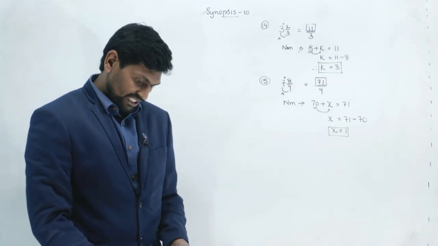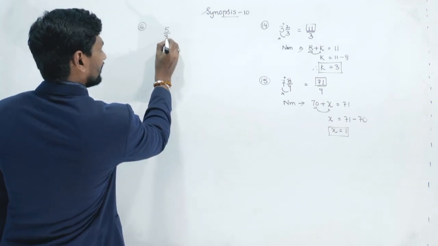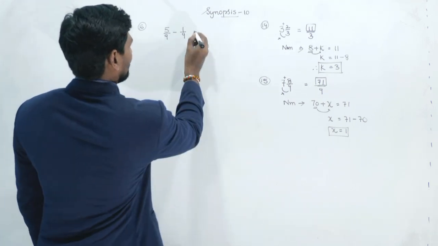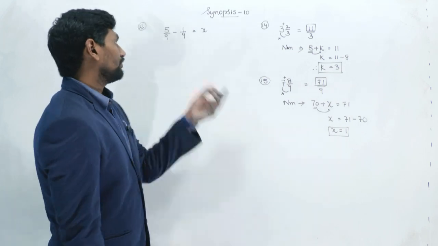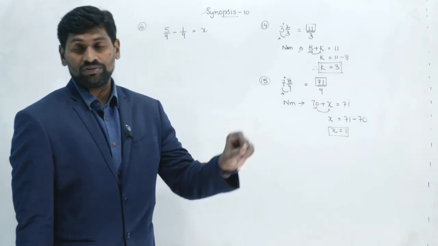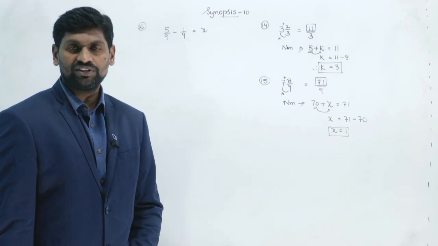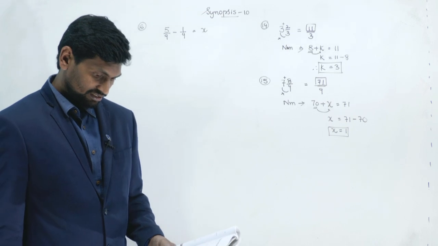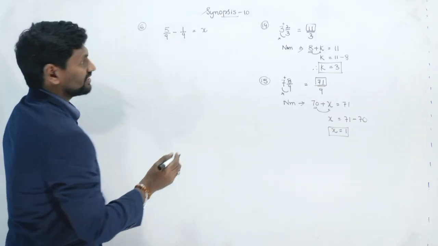That is, 5 by 9 minus 1 by 9 is given, that is x. Now let us simplify this. The problem is still there. Then we need to find x plus 5 by 9. Again we need to find x plus 5 by 9. Now let us simplify this.